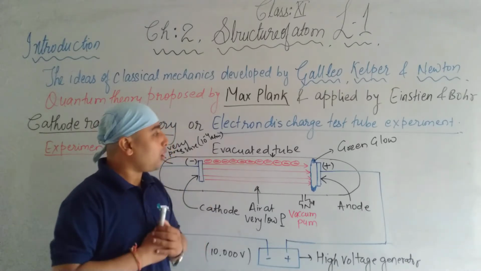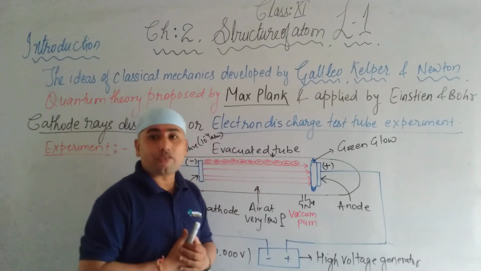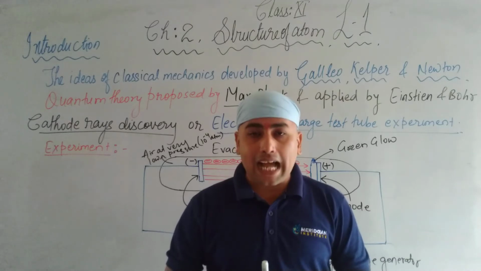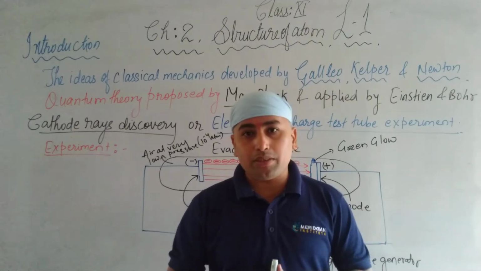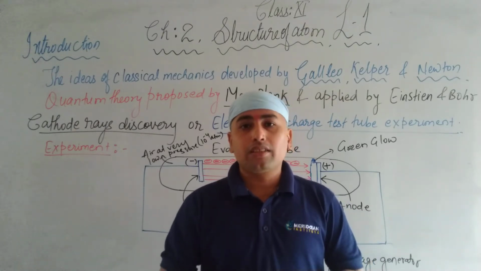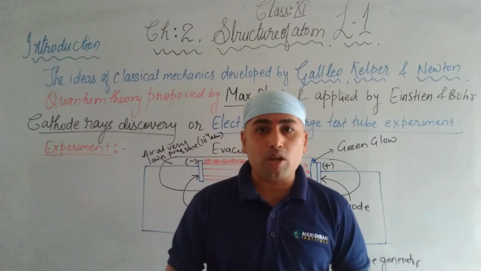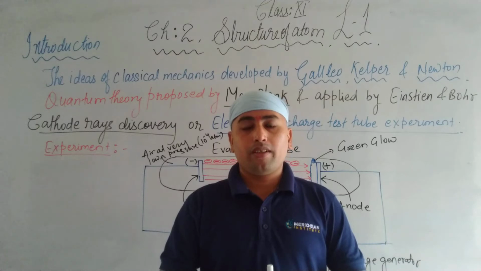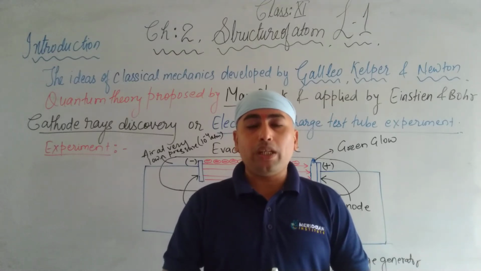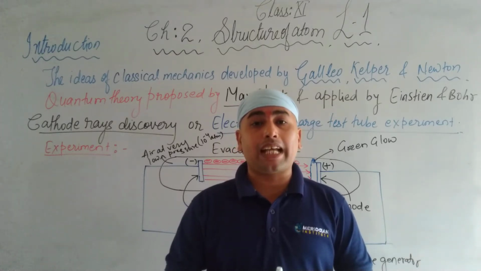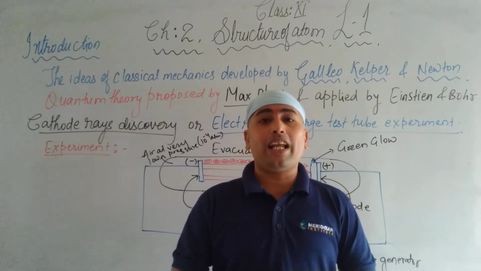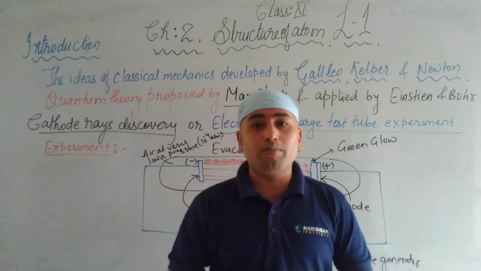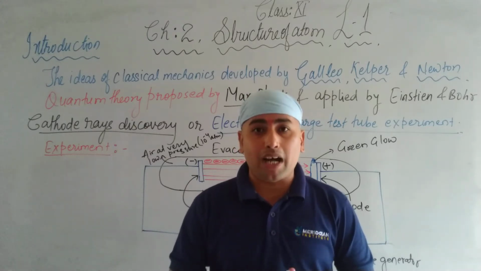So he wrote all the postulates at once, and he confirmed that all atoms, all elements, all gases are constituted of the subatomic particle known as the electron. Julius Plücker discovered cathode rays, and the electron is a negative charge particle which was given by J.J. Thomson. He gave the charge to mass ratio.